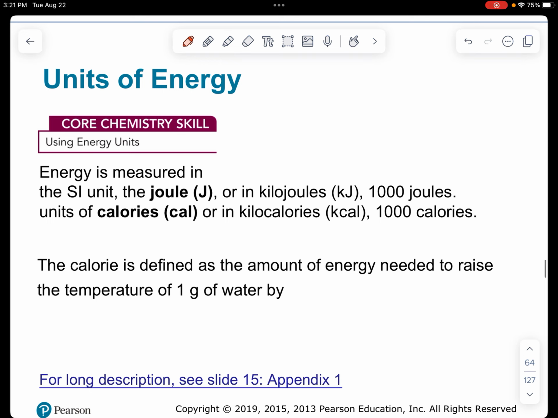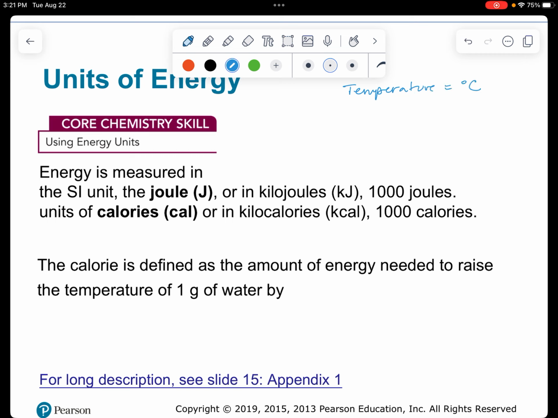It's important to point out that energy and temperature are not the same. Remember from the previous section that temperature has units, for our purposes, degrees Celsius or Kelvin. Temperature tells you about the flow of energy, but it's not the same as energy.